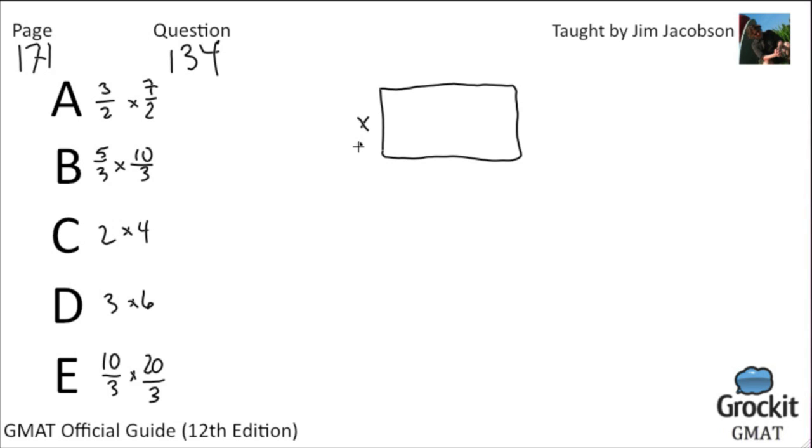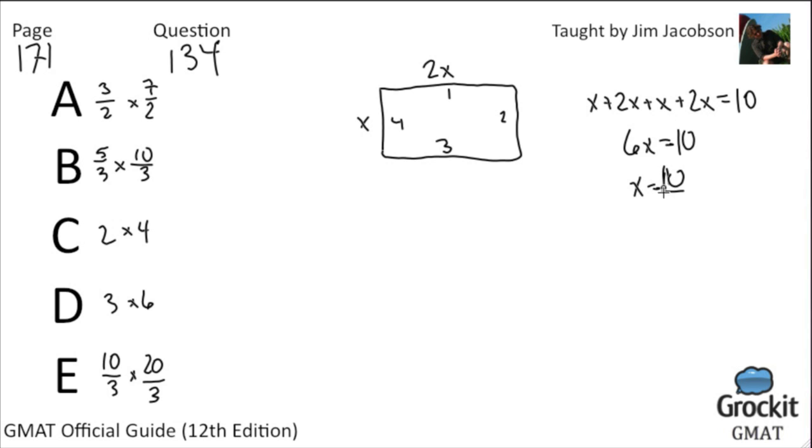We know that the width is x. I guess it could have been w, but I called it x. It's too late to change it. And since it is twice as long as it is wide, the length is 2x. Remember, the perimeter is the sum of all four sides. So the perimeter would be x plus 2x plus another x plus another 2x, and that equals 10. We add that up: 6x equals 10. x equals 10/6, x equals 5/3.